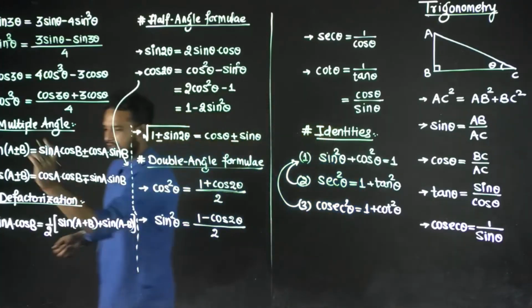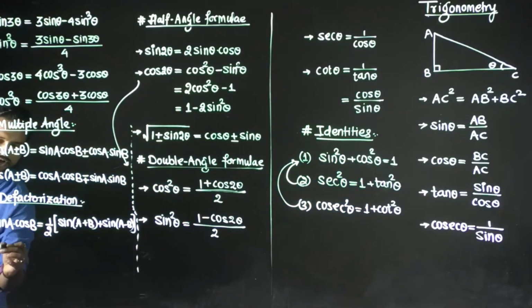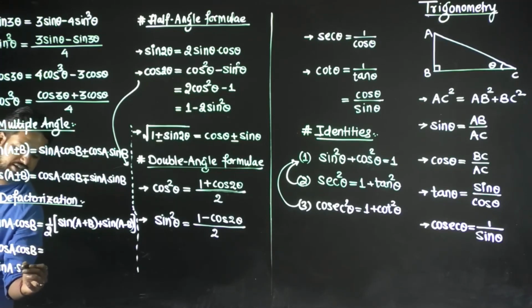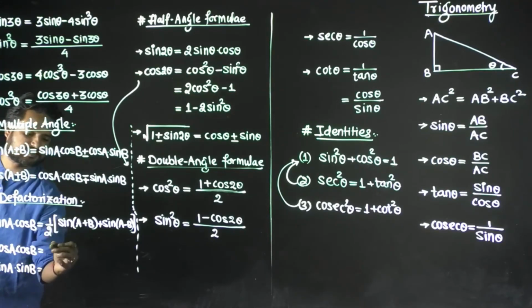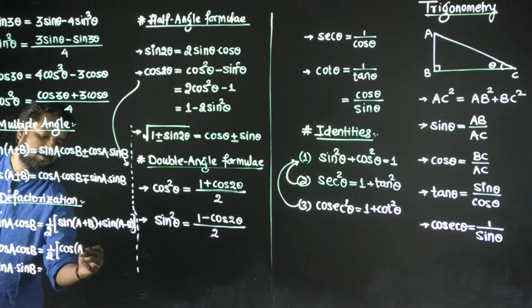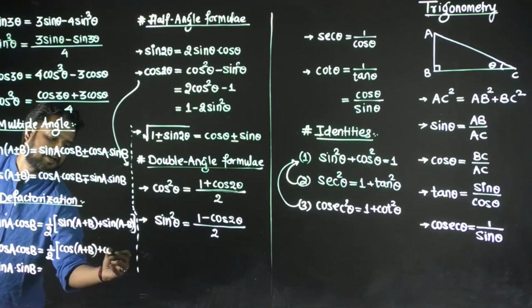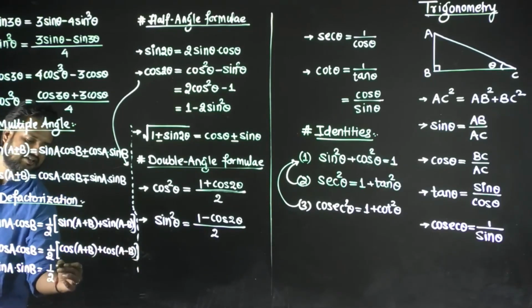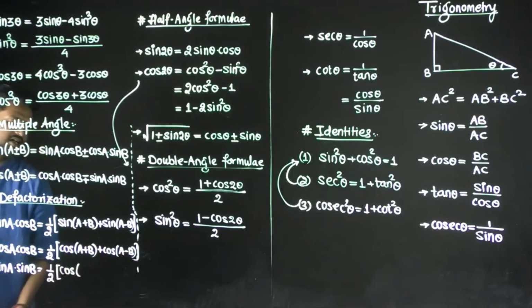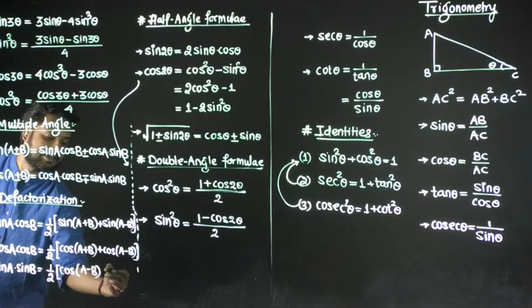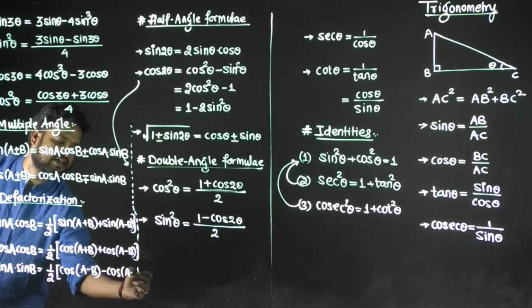Clear? Okay, so then the other situation that we come across is cos A cos B, and the last one that we are going to have is sine A sine B. So let's cover these two. Cos A cos B is nothing but half of cos of A plus B plus cos of A minus B. And the last one is little troublesome. It is half cos of A minus B first and then minus cos of A plus B.